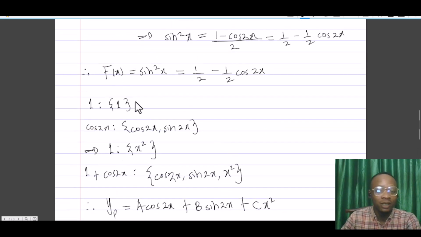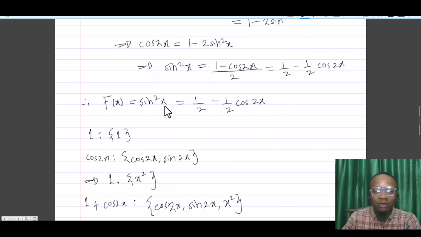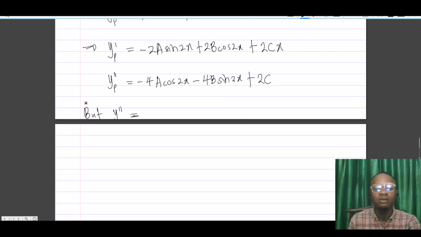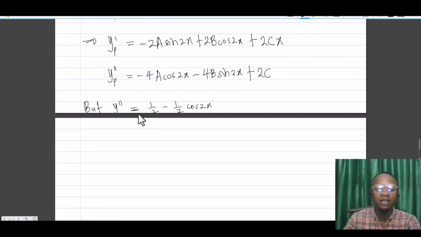We are not putting sine squared x here. We are putting this simplified one. We have seen that sine squared x is equal to 1 over 2 minus 1 over 2 cos 2x. So this will be 1 over 2, minus 1 over 2 cos 2x. That's what we're using here. This simplified one. We know that sine squared x is equal to this.